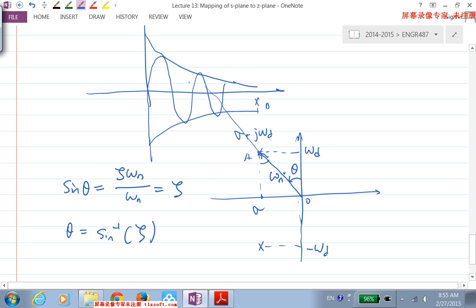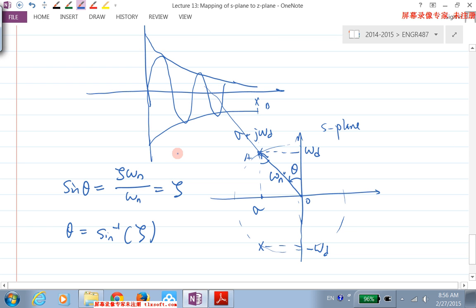Exactly. If I'm going to draw a circle like this, what's the common thing for all the points on this circle? This is an S-plane. Natural frequency. They all have the same natural frequency.